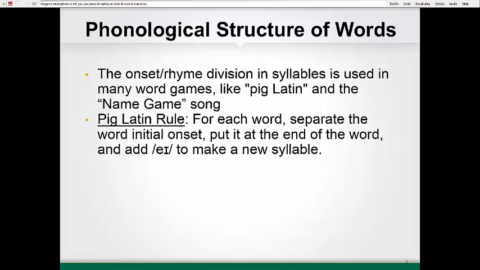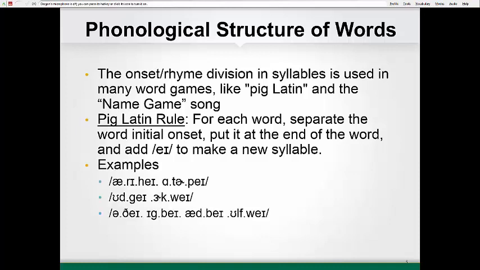Another example of playing with syllable structure is Pig Latin. In Pig Latin, you take the onset of the first syllable in the word, and then you add the A sound to it, and you move it to the end of the word, making a new syllable. For example, Harry, Hay, Otter, Pay is the Pig Latin version of the name Harry Potter. If you know what udge erkwe means, then you've done good work. And don't be afraid of they, igbe, adbe, ulfwe.